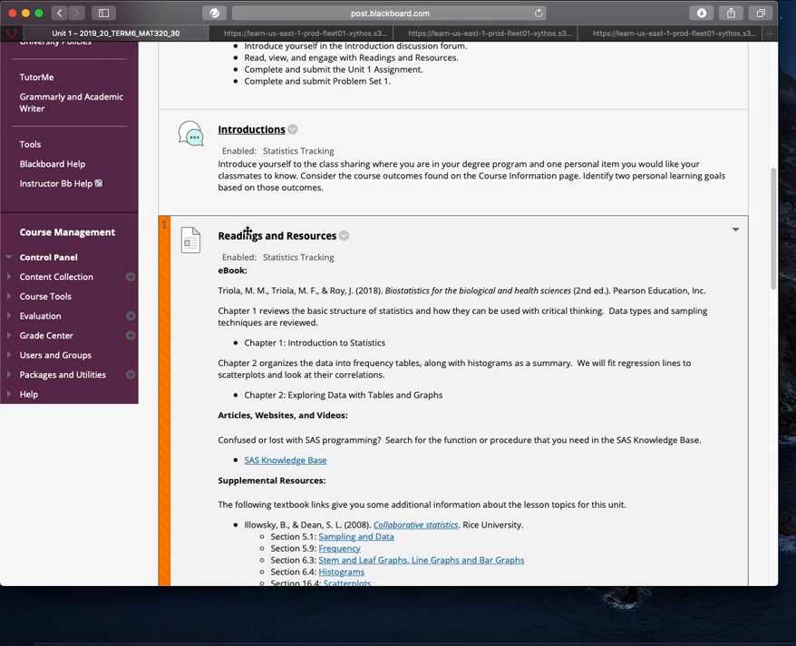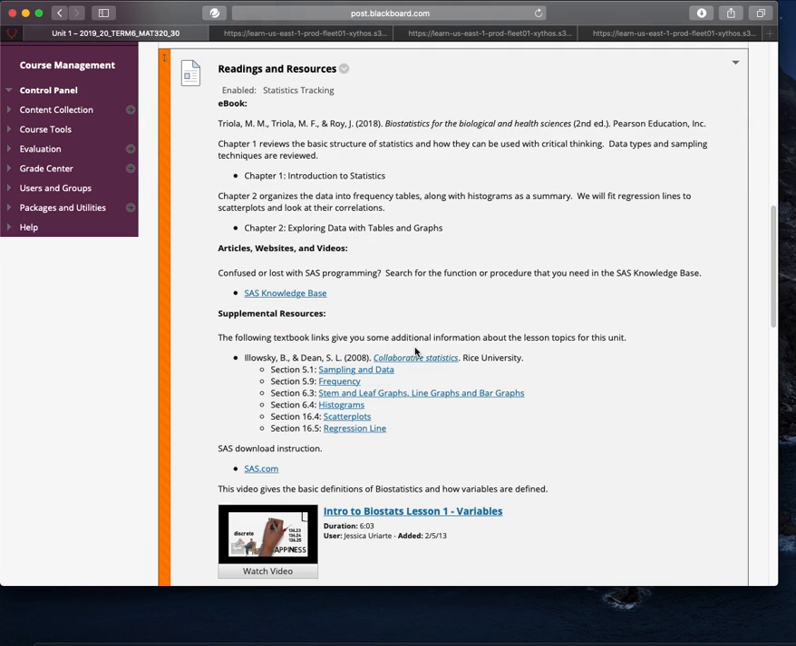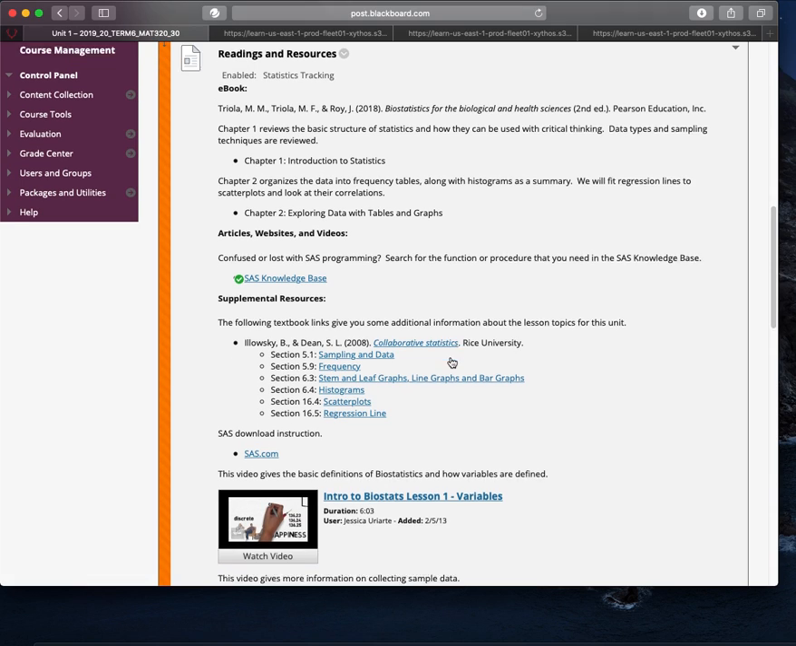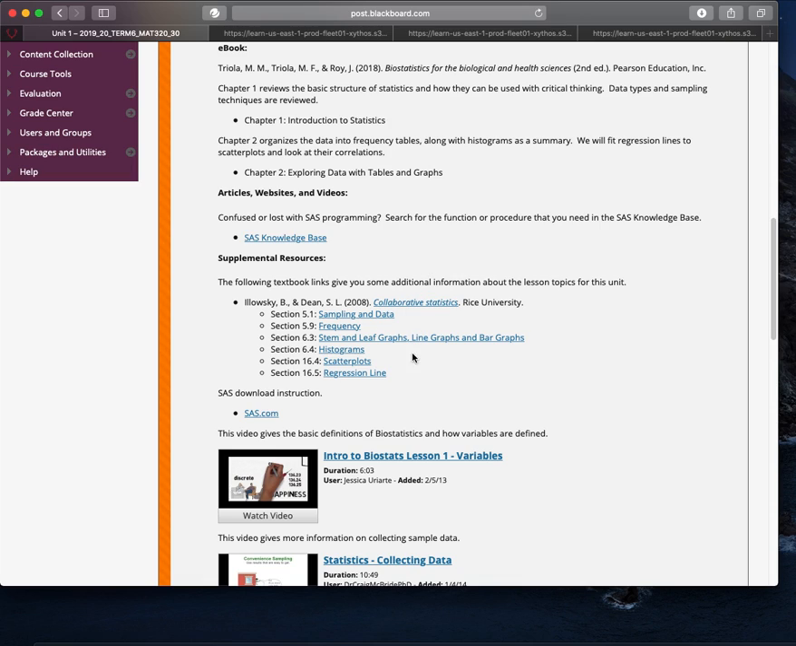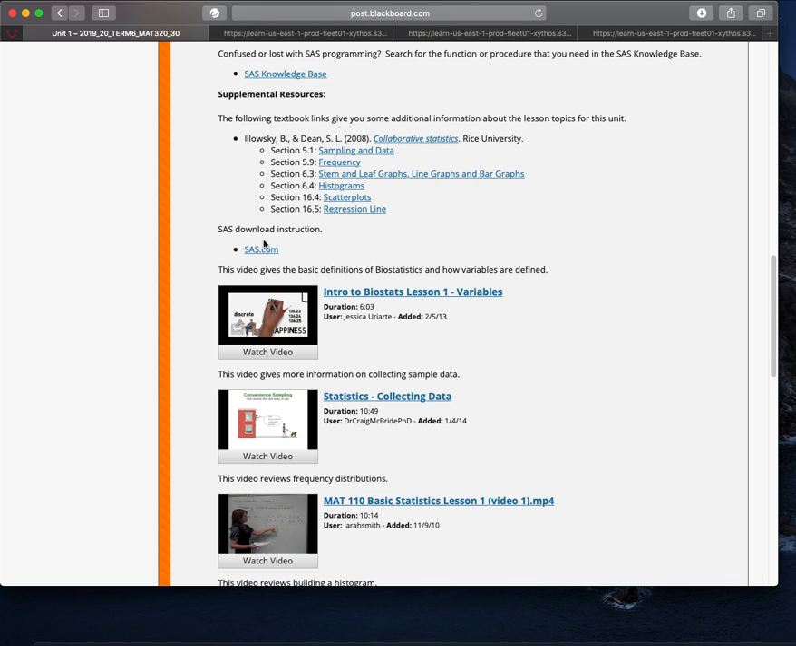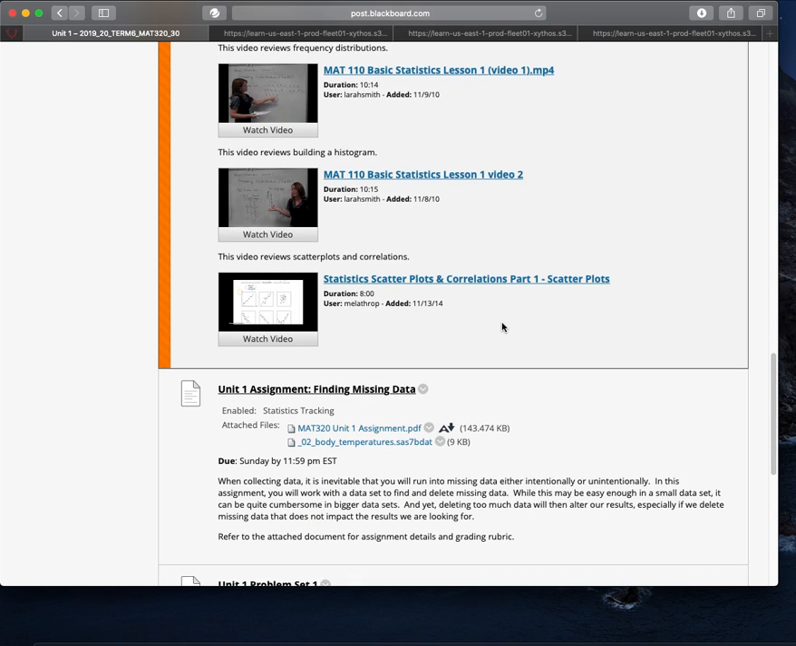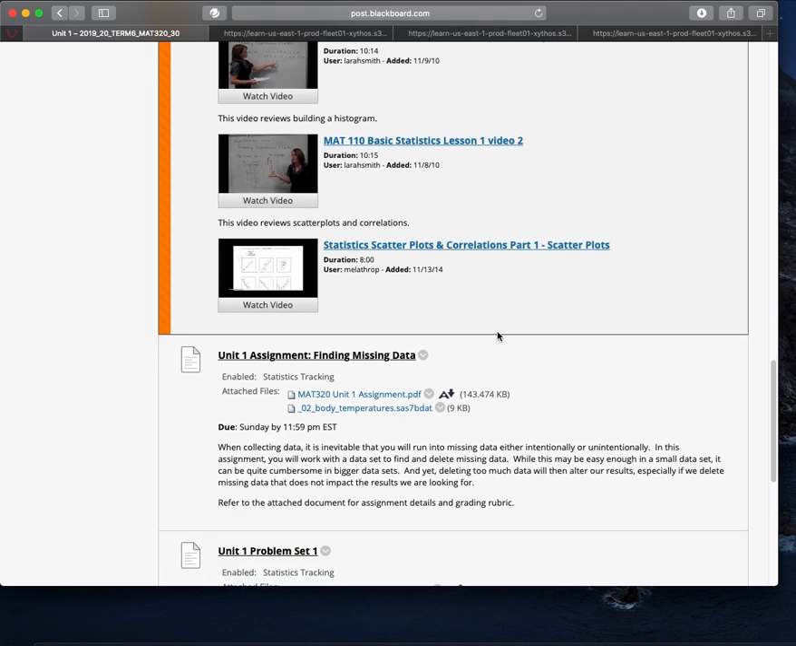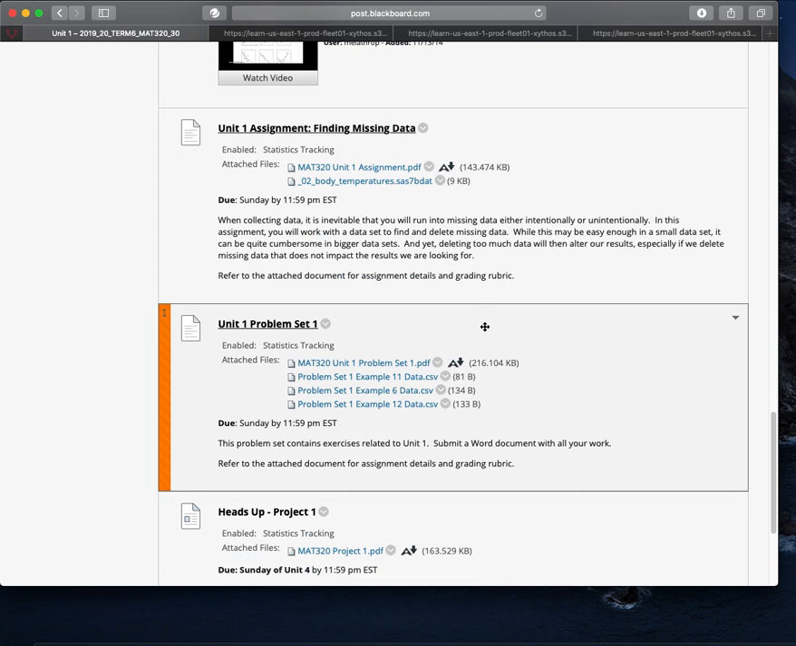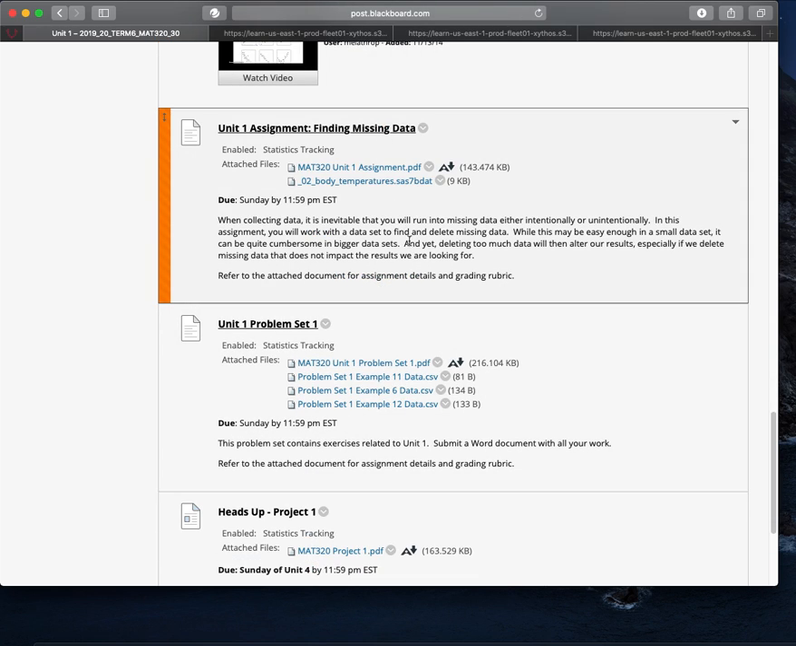And then the readings and resources. I gave the SAS knowledge base, which is also on the first announcement. I gave different supplemental resources. Oh, I should probably note the textbook chapters are listed up here if you wanted to read them. Down here are the supplemental resources, the SAS download information, a whole bunch of supplemental videos, which will be different than my videos, and then any assignments, such as the Unit 1 assignment, which we've already discussed.